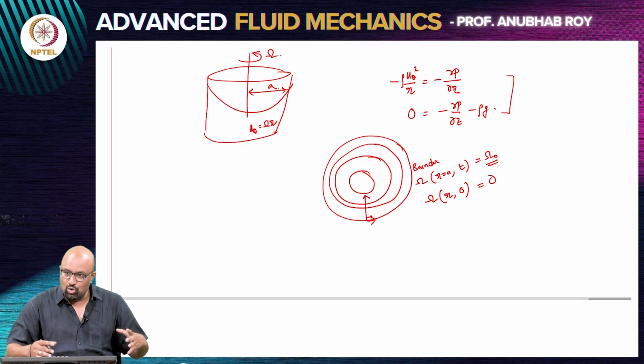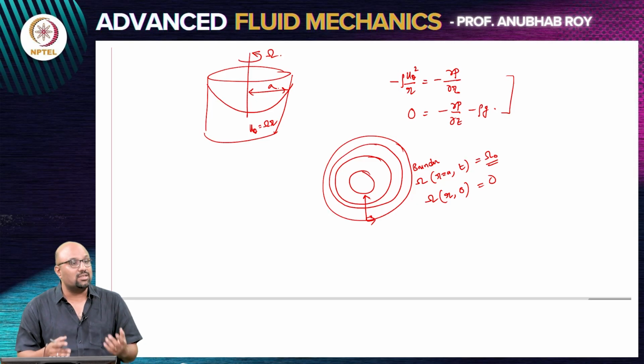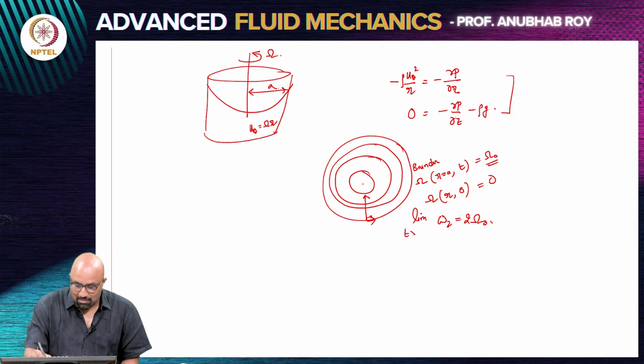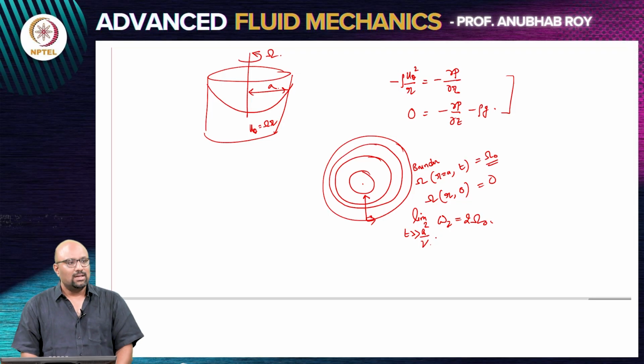So there is a diffusion of vorticity or a diffusion of angular momentum until the entire fluid has constant angular velocity or constant vorticity, because the vorticity here, if z is the axis coming out, is going to be 2 omega naught in steady state. So again, limit of t much larger than a square by nu, just like the plane Couette problem.